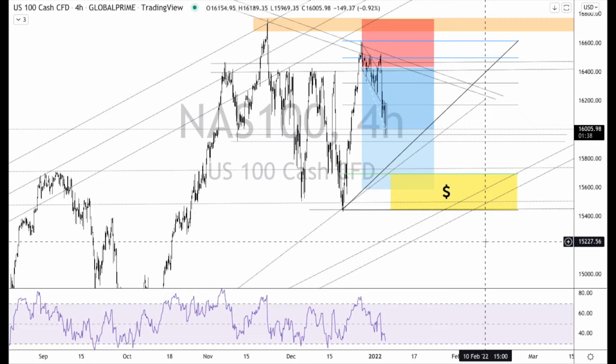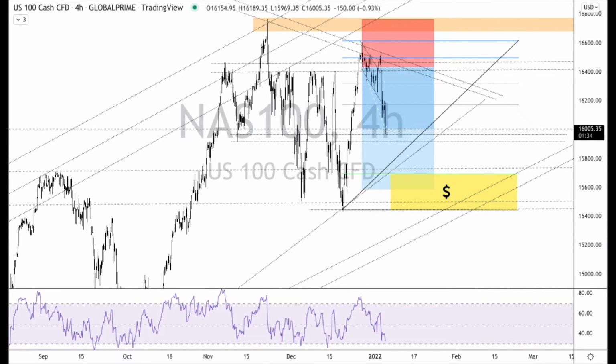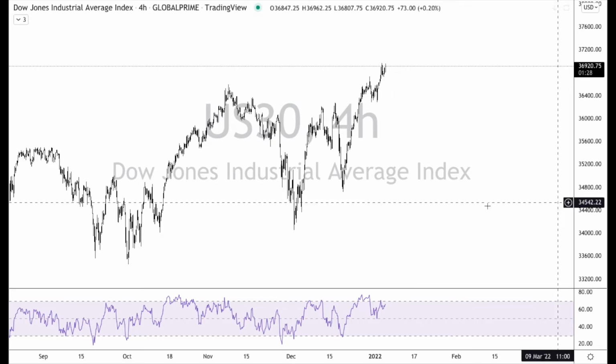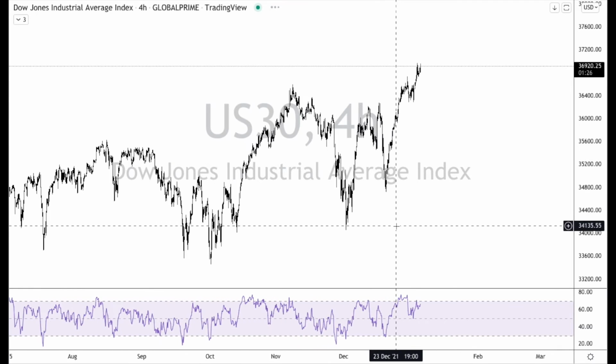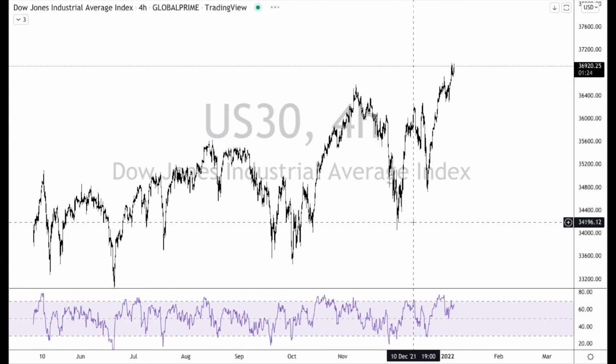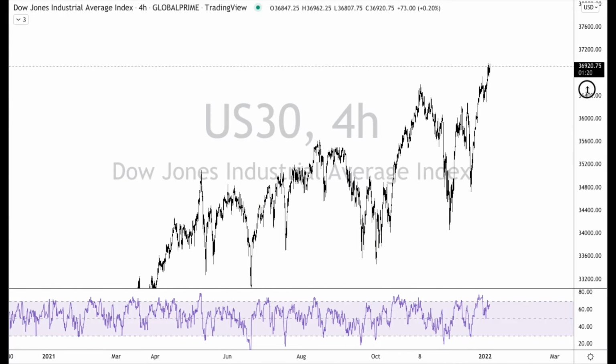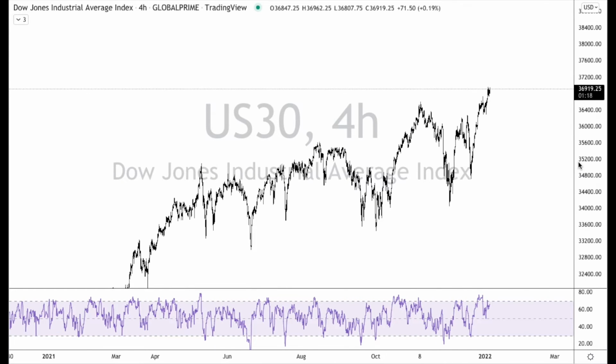So the next step is we are going to look at US30, which is an absolute monster, but I believe some of you guys are interested in that. So let's talk about it. Let's talk about US30. From what I'm looking at right now, it's a naked chart.